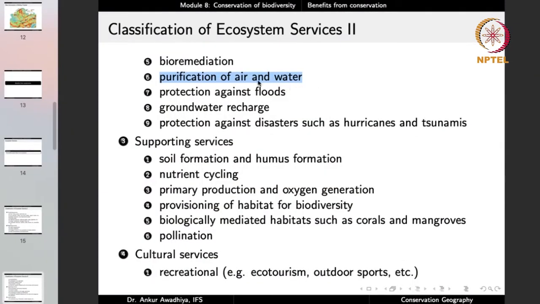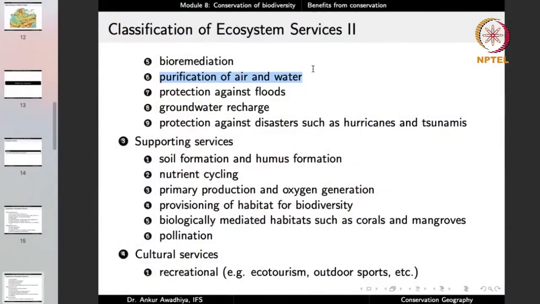This is done because the water that is falling on the ground is moved into the groundwater reservoir through groundwater recharge, and at the same time the speed of the water is reduced, so we do not have a large quantity of water that comes into the water body at the same time. When water comes slowly, then we do not have a flood-like situation, whereas when all the water comes together, then there will be an inevitable flood. So this is another regulating service: protection against flood, groundwater recharge.